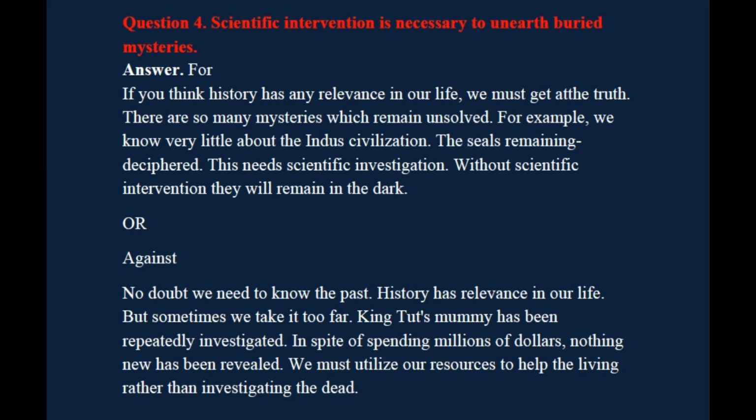This needs scientific investigation. Without scientific intervention they will remain in the dark. Or against. No doubt we need to know the past. History has relevance in our life. But sometimes we take it too far.